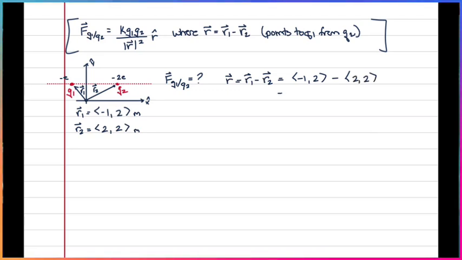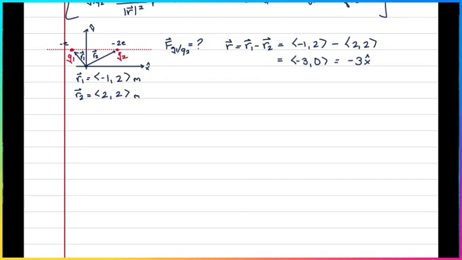I'll be a little sloppy and not write units all the time now. So in this case, it's negative 1 minus negative 2, or negative 3. And then you have 2 minus 2, or 0 in the y direction. So this is just negative 3 x hat, if I want to write it using x hat instead. So that is the direction, and again, it points to the left. Does that make sense? This is supposed to point to Q1 from Q2. Indeed, it should point to the left. All right, I guess I'll write the y hat too, plus 0 y hat.